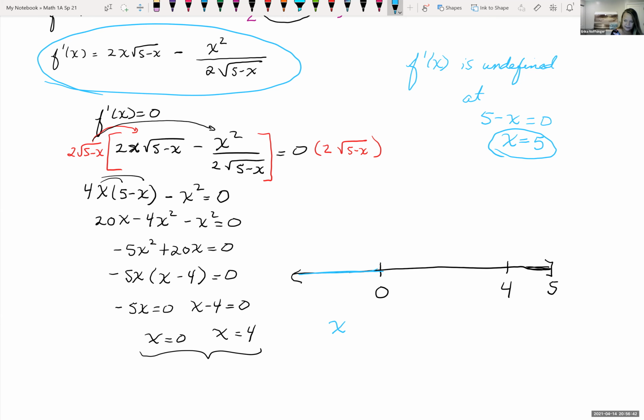So how about x equals -1? So if we look at f prime of -1, that would give us 2 times -1 square root of 5 minus -1, so 5 plus 1, minus -1 squared, all over 2 square root of 5 minus -1, so 5 plus 1.